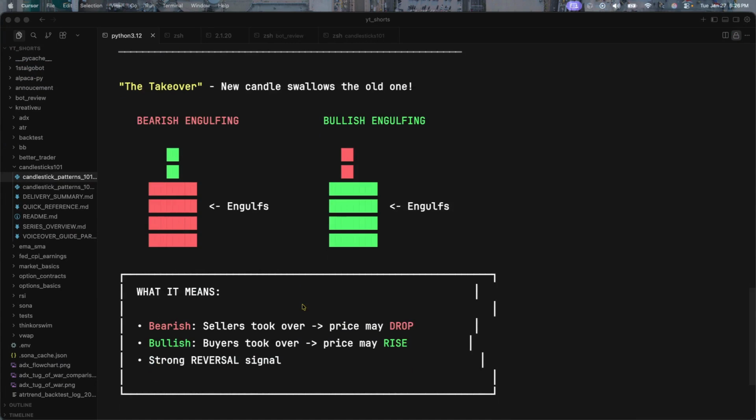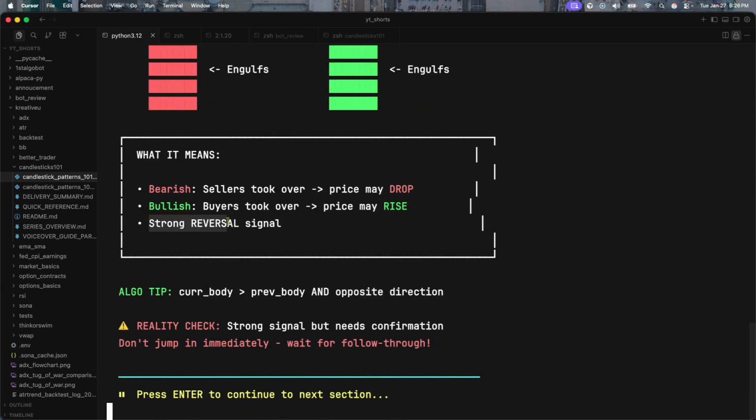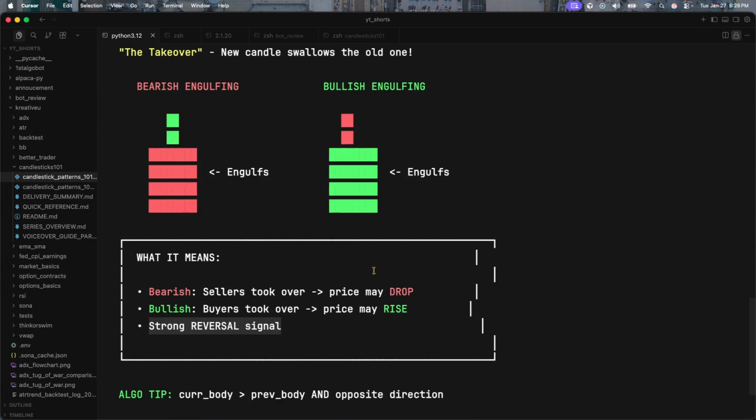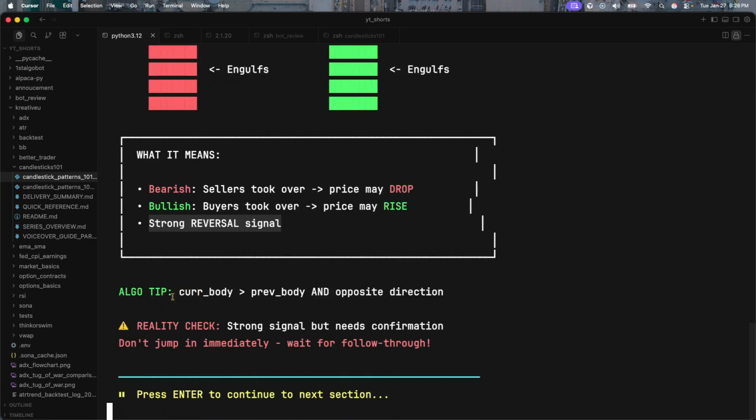So let's go back to our code. The bearish one means that the sellers took control and the price may drop if we're looking at a bearish engulfing. And then a bullish engulfing is letting us know that the buyers took control and the price may go up. So strong reversal signals whenever we see engulfing candles, right? The algo tip is that the current body is greater than the previous body and in the opposite direction. This is how the code will look if you wanted to code it out.